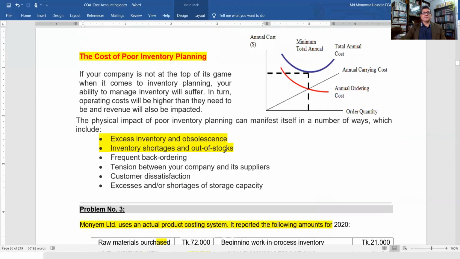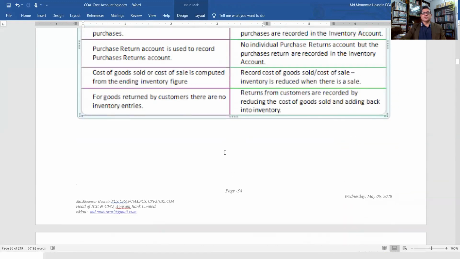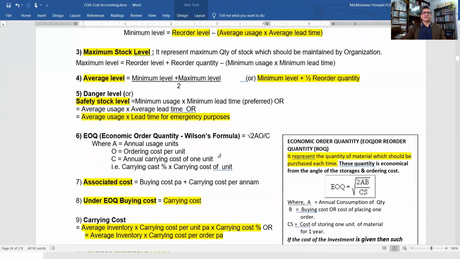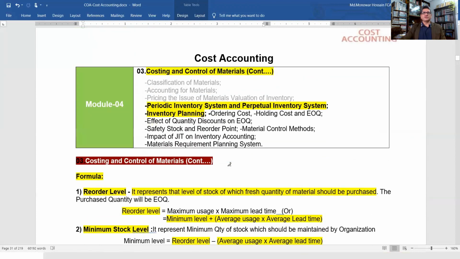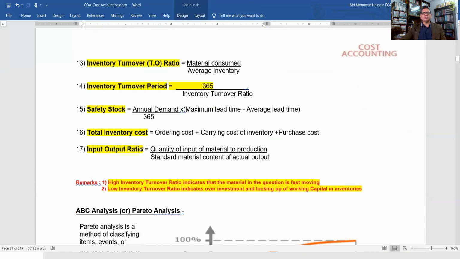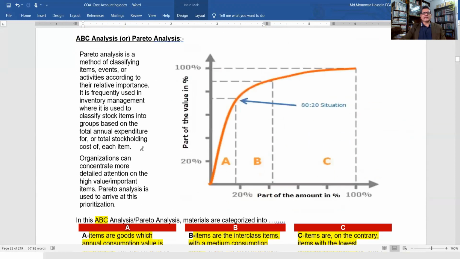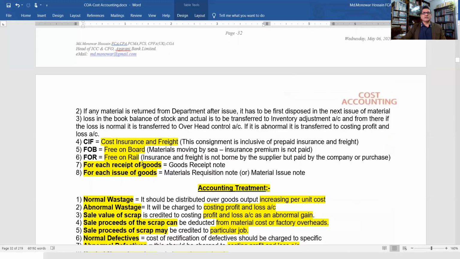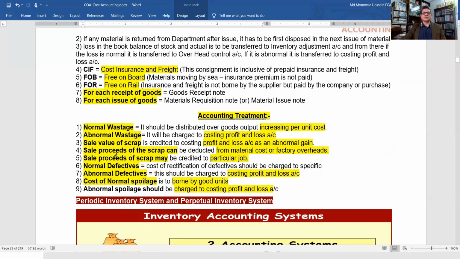So that's for today. We'll meet you soon with my next module, module 5. Today we learned the periodic inventory system and perpetual inventory system, inventory planning, and the formula of material, EOQ, etc. ABC analysis, that means inventory control methods, and accounting treatment.